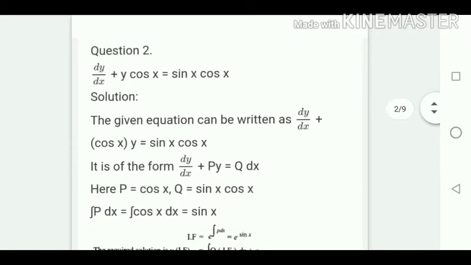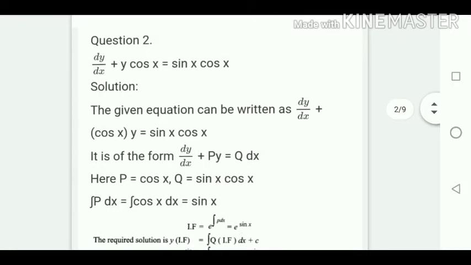The next question: dy by dx plus y cos x equal to sin x cos x. Here the given equation can be written as dy by dx plus cos x into y equal to sin x cos x. It is in the form dy by dx plus Py equal to Q. Except for the y term, the remaining part is considered as P. Here P equal to cos x and Q equal to sin x cos x, the right hand side.